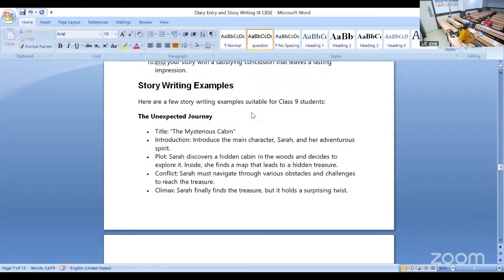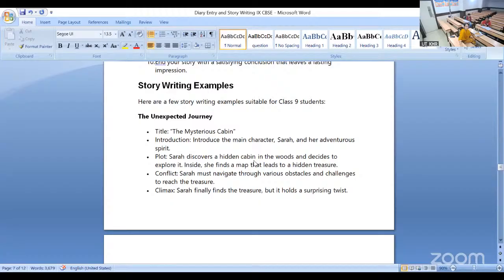Unexpected journey मतलब तो कुछ करने के बाद. Definition भी कुछ. And then when you are writing the title, आपकी story के ऊपर बेस्ड है ना. This is the question, unexpected journey के ऊपर लिखो. So the mysterious cabin. Introduction: introduce the main character Sarah and her adventurous spirit. So if there is a character called Sarah या कोई भी, Ani, Mukesh, you can write anything.